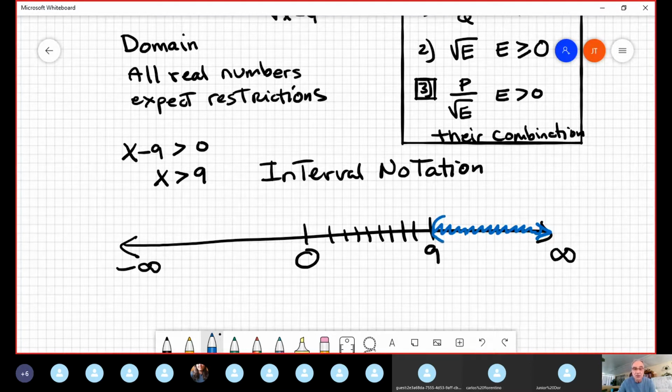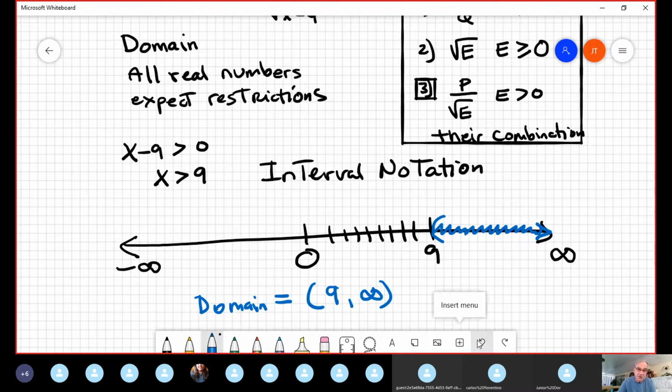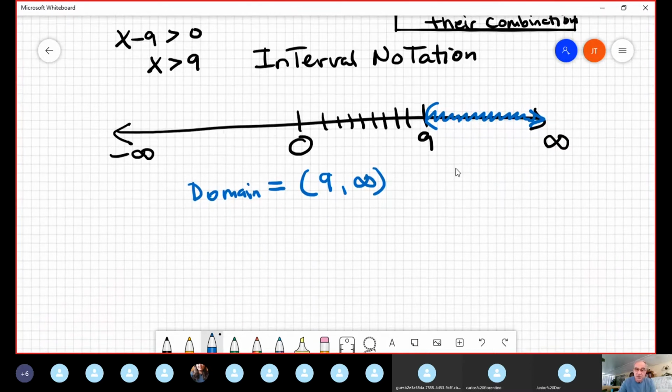So the way to indicate that is parentheses. The answer: domain is equal to 9 parenthesis, comma, infinity. Remember, for infinity or negative infinity, you never put the bracket, because infinity is a symbolic way to indicate that this continues forever in that direction, and you never reach it. Any question in example 1?